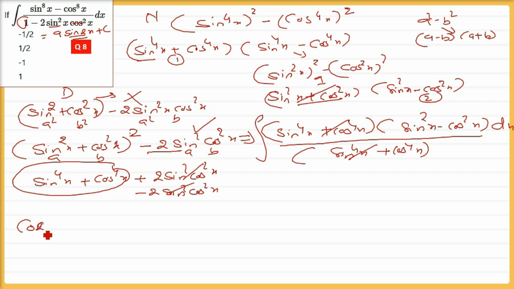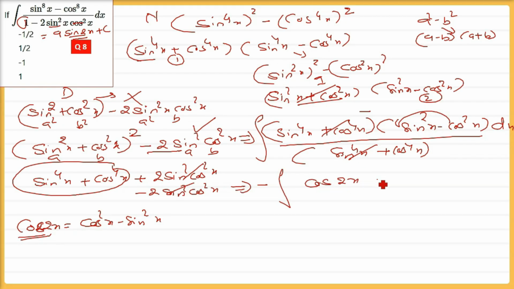But incidentally, cos square x minus sin square x is cos 2x. Let me write it here. Cos 2x is cos square x minus sin square x. The only difference you see here is the positions of sin square x and cos square x, which we can change after taking negative outside. So when we take negative outside, the numerator will become cos 2x because it will be cos square x minus sin square x. What is cos 2x integration?